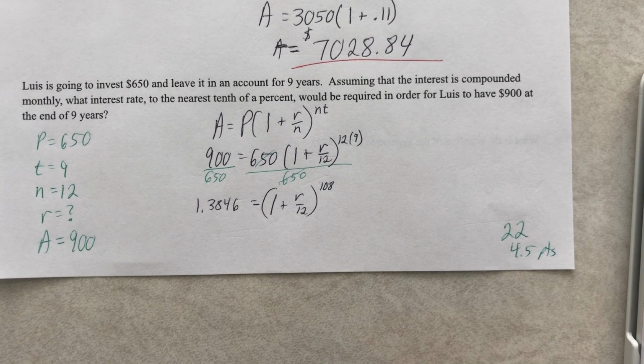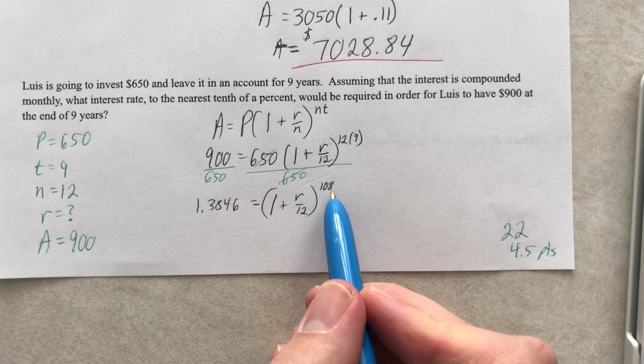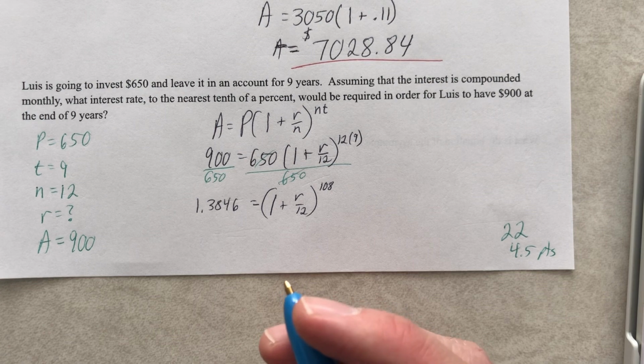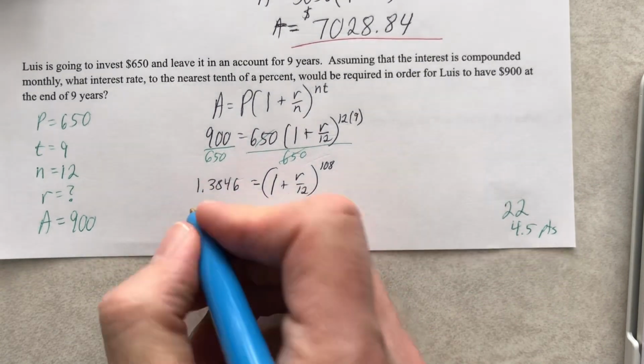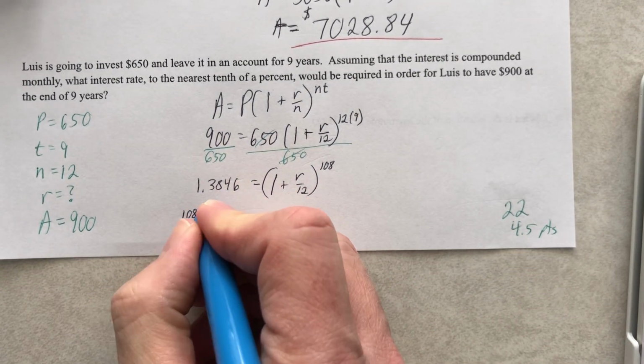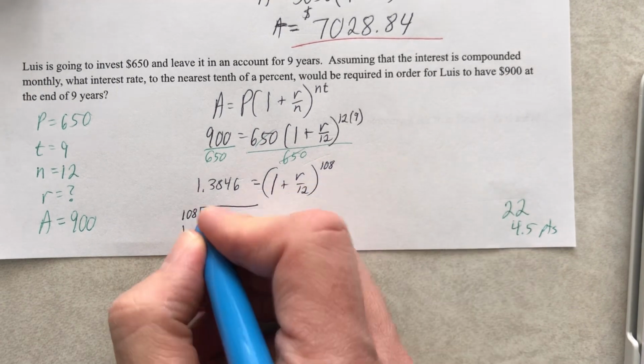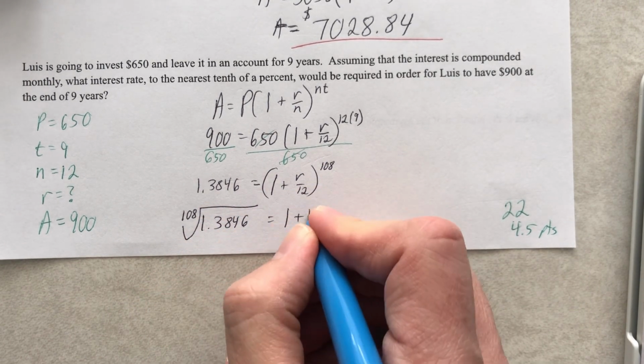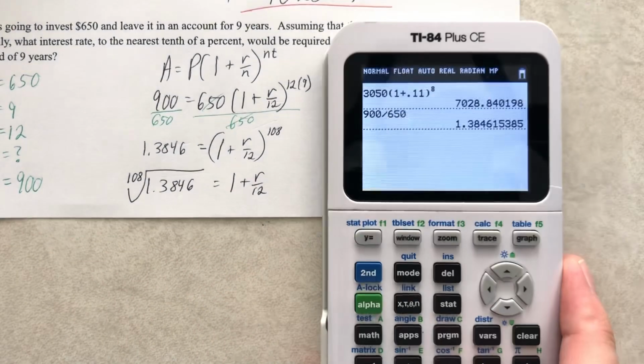So what should I do? I need to take the 108th root of both sides. So here, let me show you what that looks like as we move forward. I want the 108th root, and it's going to wipe out that exponent there, of 1.3846, 1 plus R over 12. So here we go.